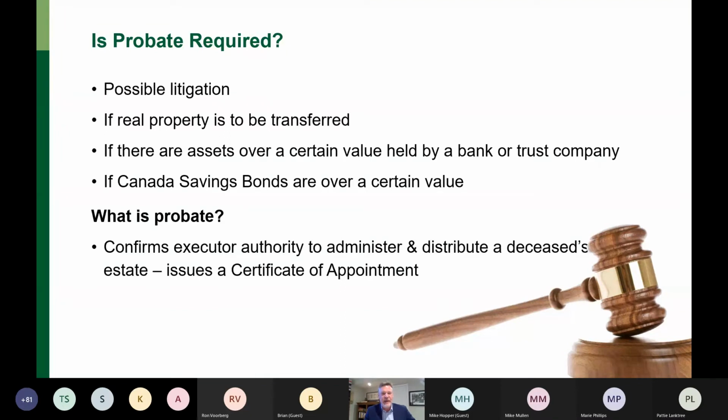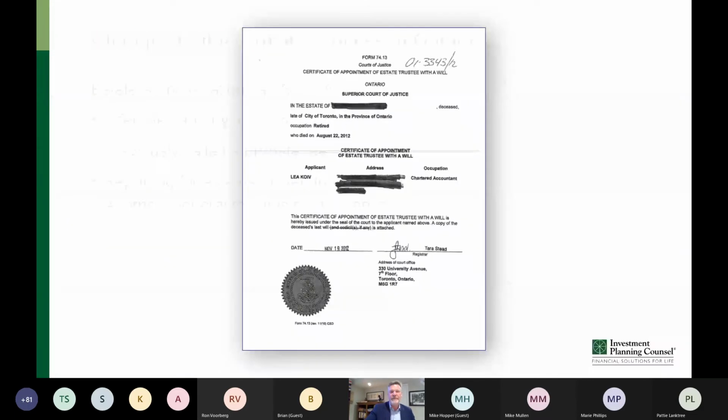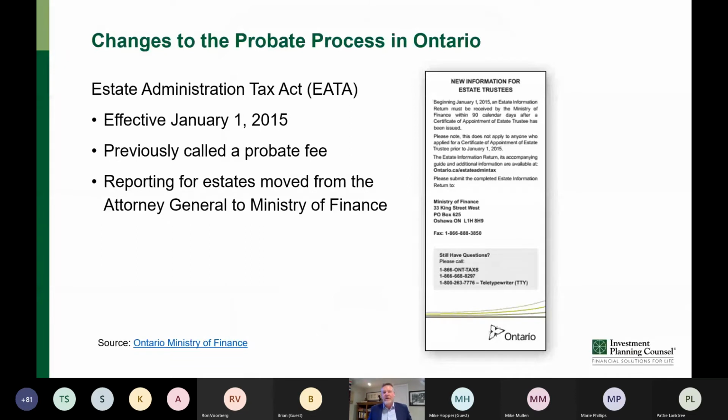And of course, even though Canada Savings Bonds are a lot less popular than they used to be, if they're over a certain value, you would have to probate as well. Those are some of the reasons why you would probate. Now, there was a change in probate. I'm sure all of you were excited to read this in the paper when the new Tax Act came about. As Canadians, we're very proud that unlike the Americans, we're not taxed on our estates.